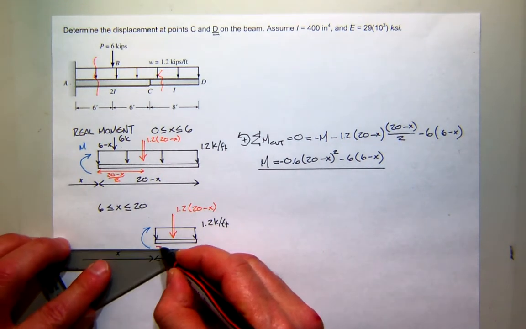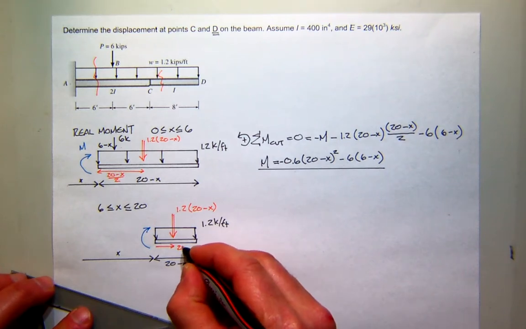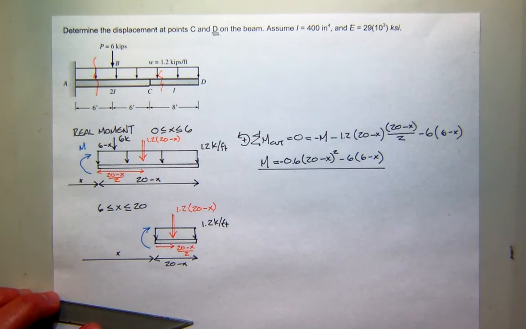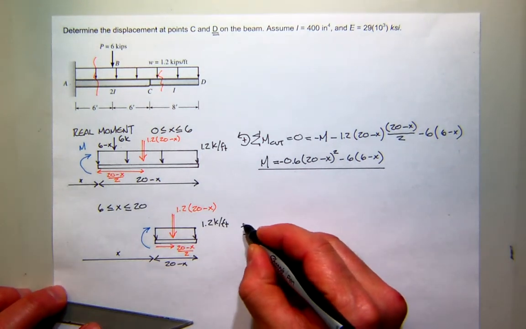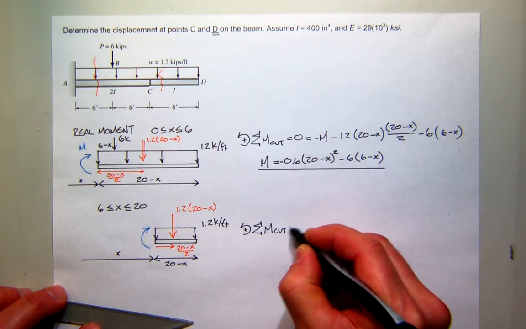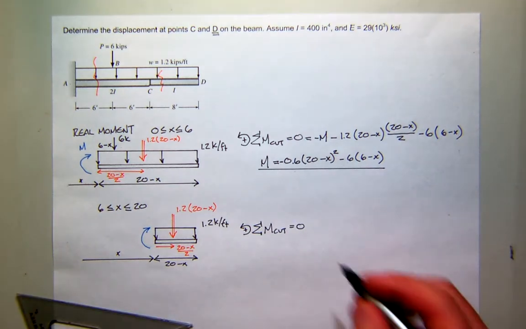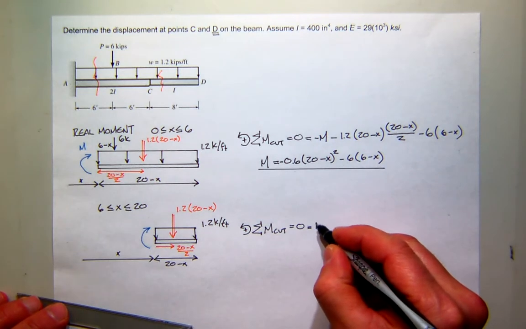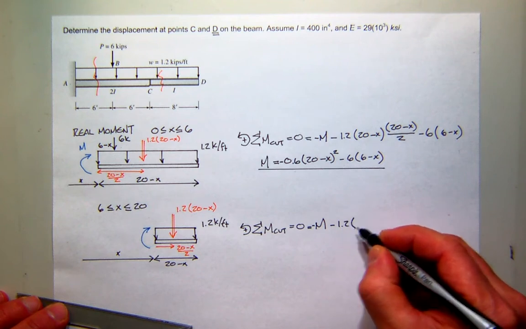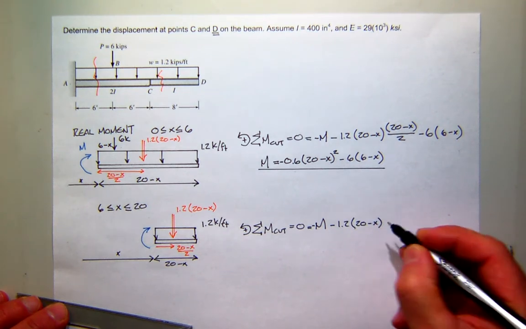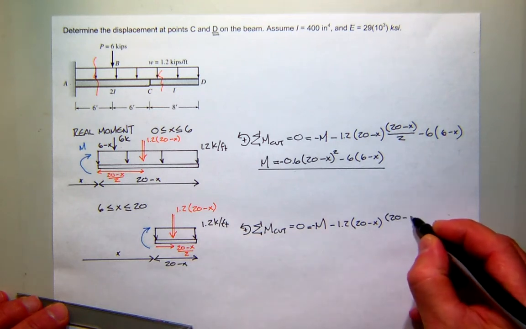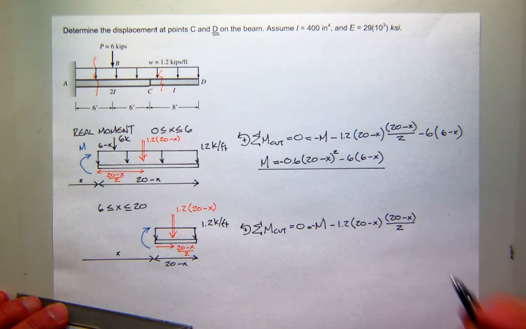And of course then the distance to the centroid is also (20 - x)/2. So I have everything I need for my moment equation there. So I'll sum the moments at the cut. And what do we have? Well, I've got my internal moment, which is negative, and then this force, which is also negative, 1.2(20 - x), times its moment arm, which is (20 - x)/2.